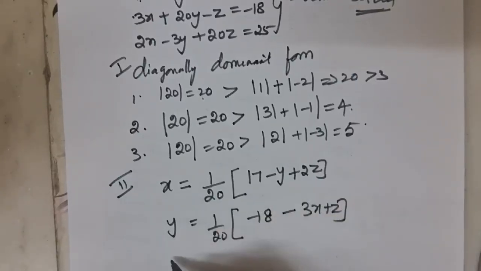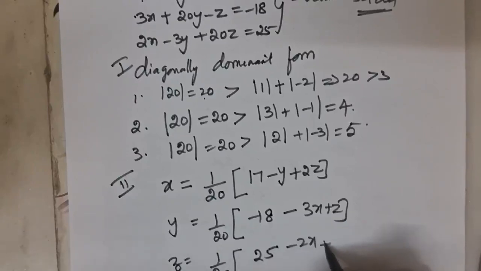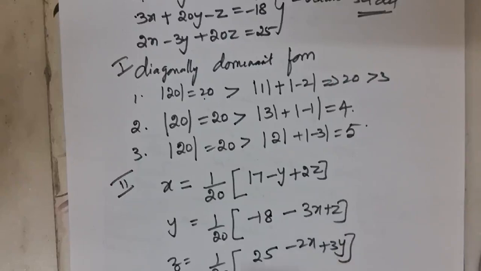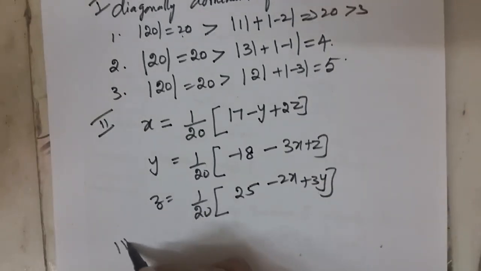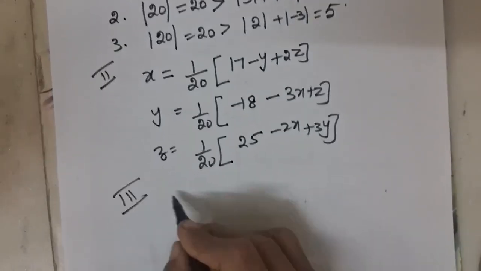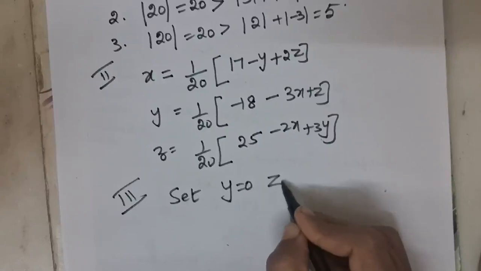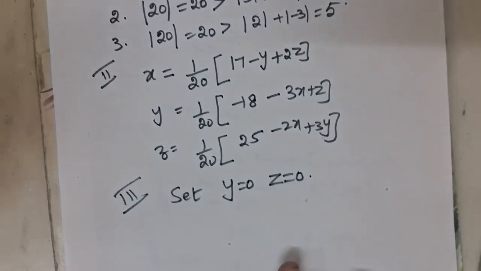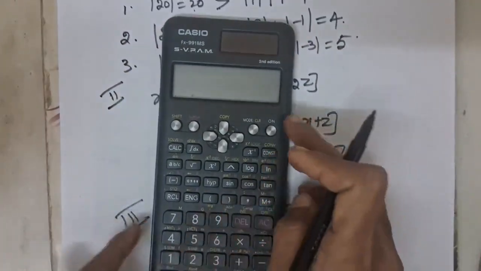And from the third equation, z equal to 1 by 20, 25 minus 2x plus 3y, right? This is our second step. Third step, what we have to do is, we are going to set y equal to 0, z equal to 0. After that, I am going to make use of my calculator. I hope it is visible.